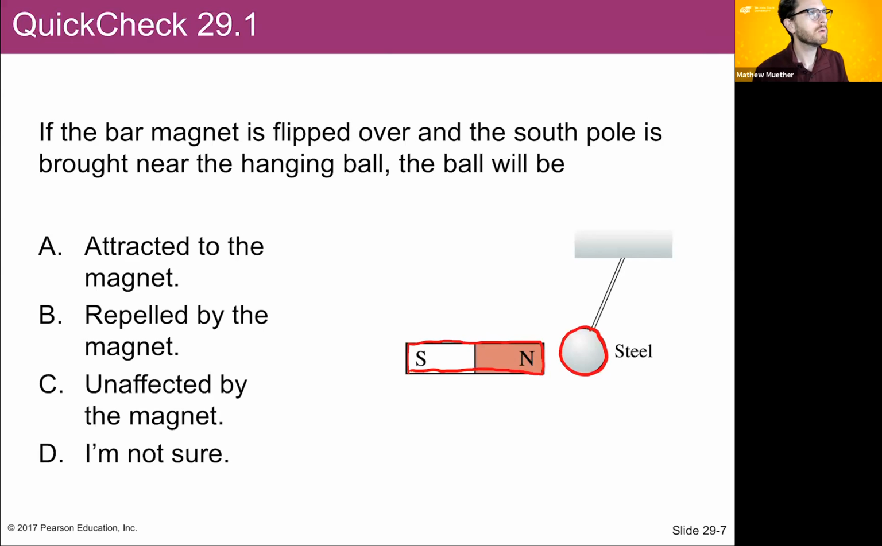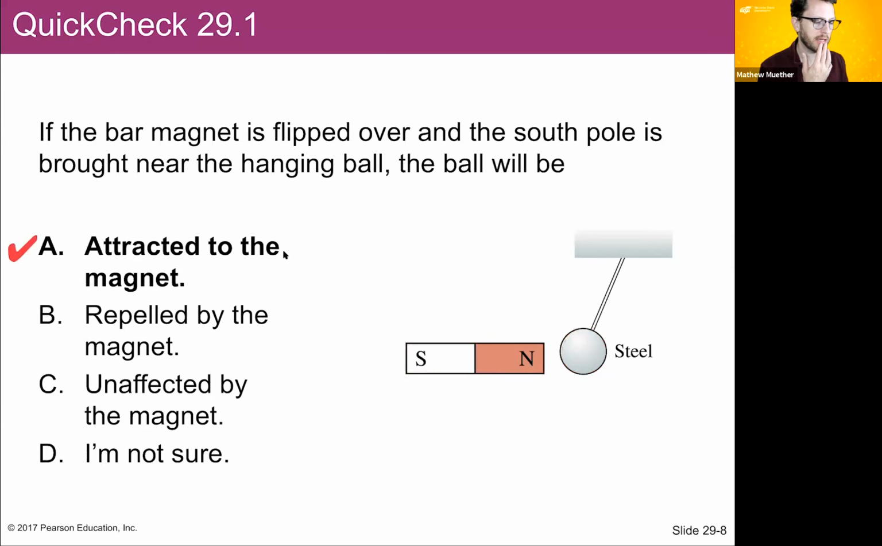Okay, so most of you said A, which is the correct answer. It's going to be attracted. So that neutral steel object is attracted to either side of the magnet, just like we saw that steel screw was attracted to either side of my magnetic dipole that I had when I had the magnets on my desk.